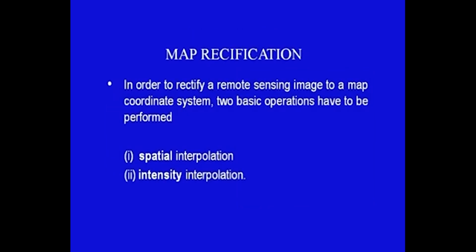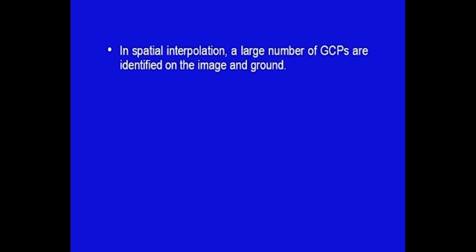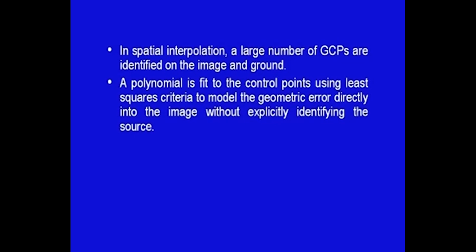In order to rectify a remote sensing image to a map coordinate system, two basic operations have to be performed. First is spatial interpolation and second is intensity interpolation. In spatial interpolation, a large number of GCPs are identified on the image and on the ground. A polynomial is fitted to the control points using least square criteria to model the geometric error directly into the image without explicitly defining or identifying their source.